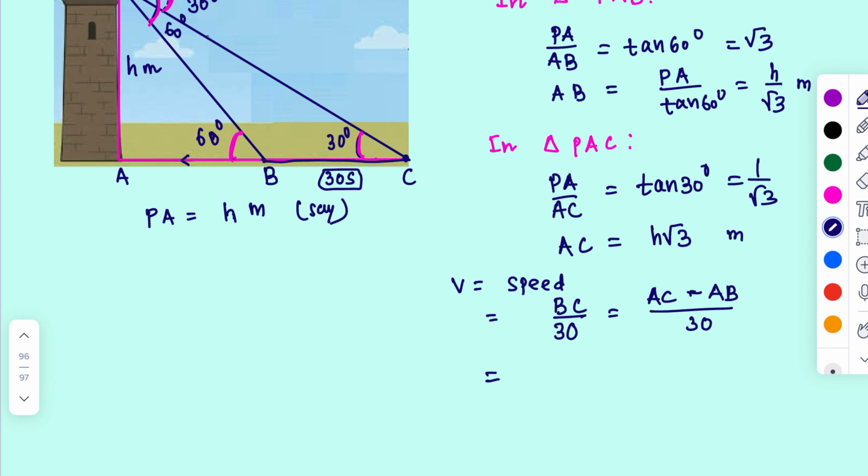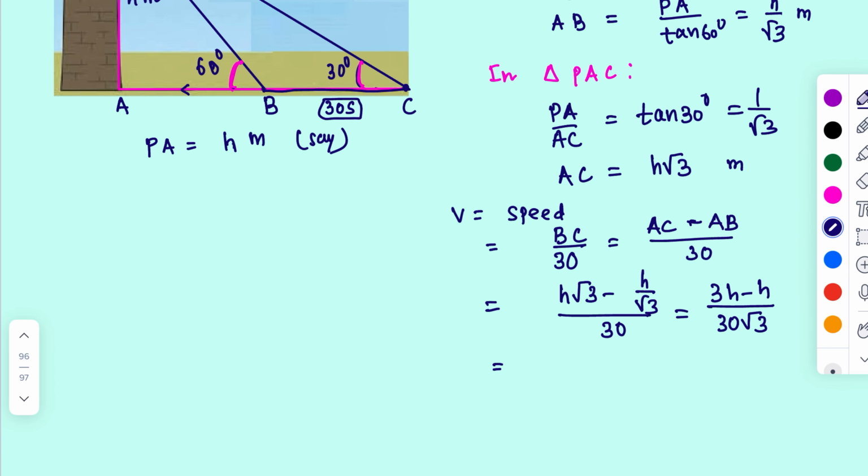So AC minus AB is h into root 3 minus h by root 3, divided by 30. So this will be equal to 3h minus h by 30 into root 3. So this will be equal to 2h by 30 into root 3, that is equal to h by 15 into root 3, this much meter per second. This is the uniform speed with which his friend is traveling.